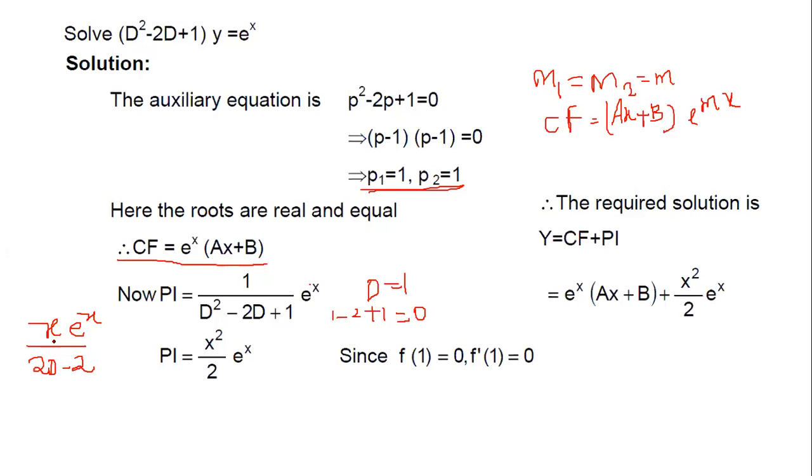Therefore, multiply with x in the numerator, so x is already there, multiplying with x gives x square, divided by the derivative with respect to D in the denominator. So 2D is 2 and the other term is 0 here. Therefore, x square by 2 e power x. So this is the particular integral for this.